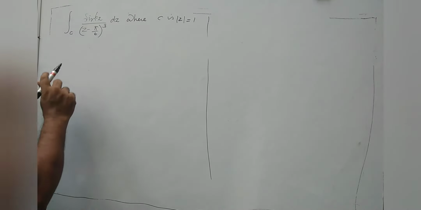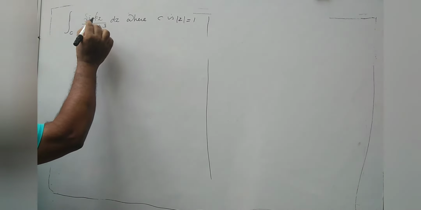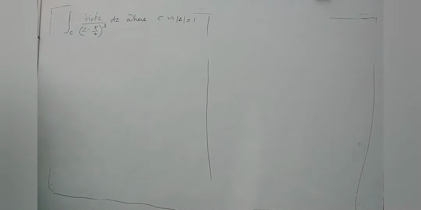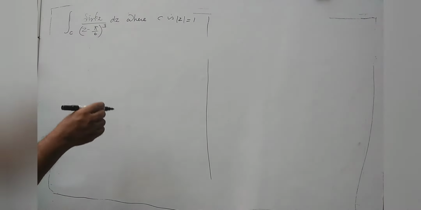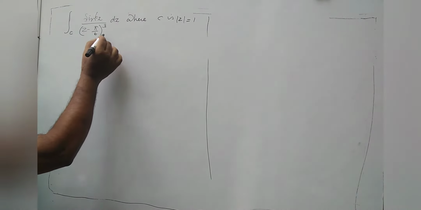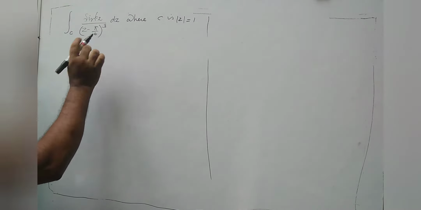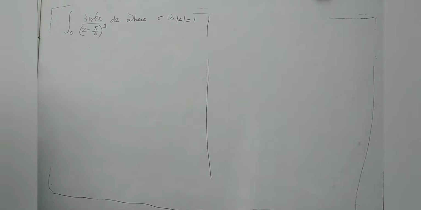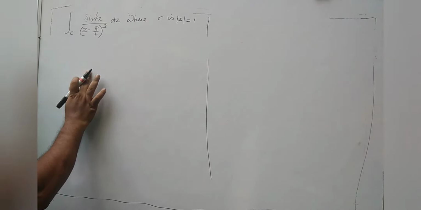So the next problem: the integral over c of sin 6z divided by (z minus pi by 6) the whole cube dz, where c is mod z is equal to 1. So here there is only one value. Let the denominator be equal to 0, we get z is equal to pi by 6 only. So z is equal to pi by 6 is a pole, but the power is 3, that is more than 1. So we can apply this second formula.